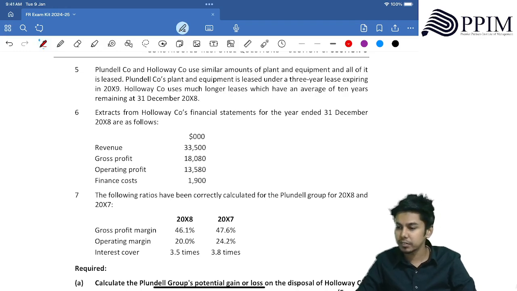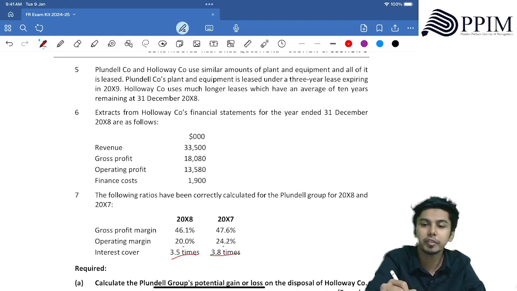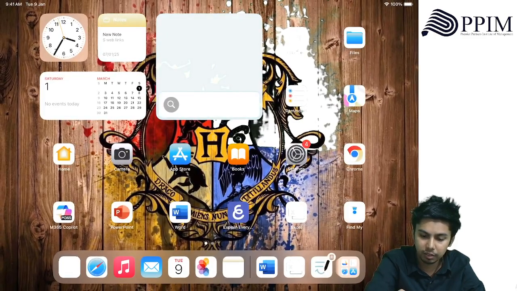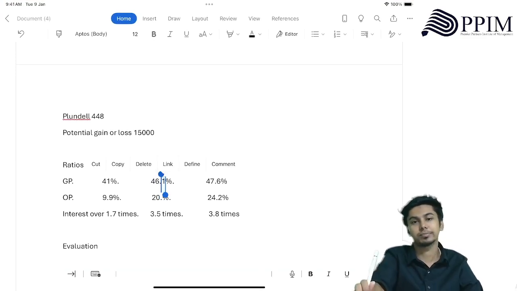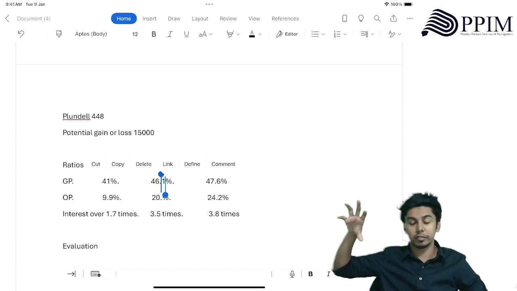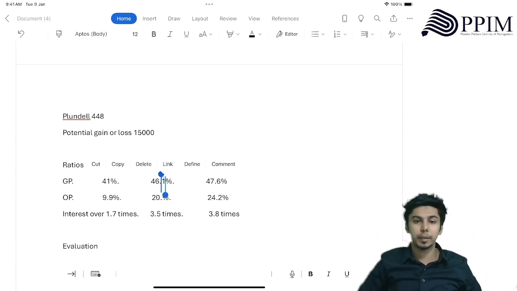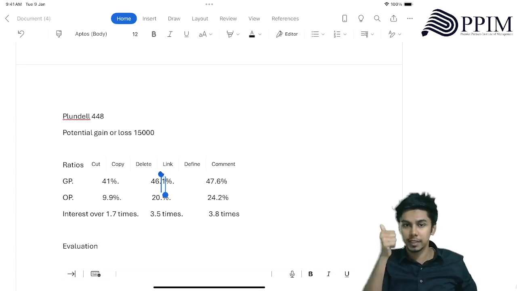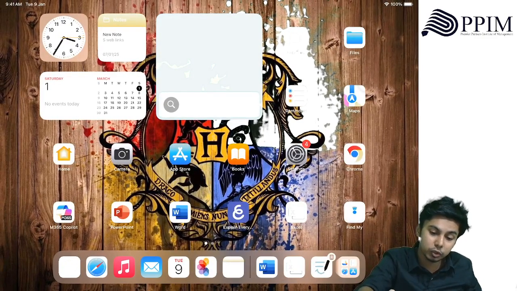Now for interest cover, in 2007 and 2008 with Plundle, our answers are 3.8 and 3.5. Without Plundle, what's the answer? I got 1.7 times. Actually, not without Plundle, my bad. Without Holloway, it's 1.7 times. So with Holloway we were good, 3.5 and 3.8, because those people are trying to pay their interest over 10 years.